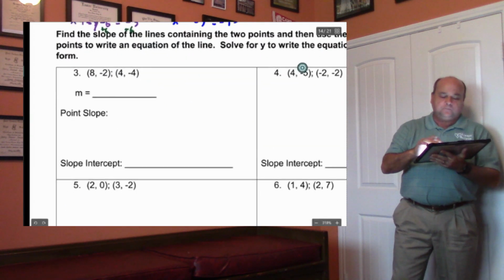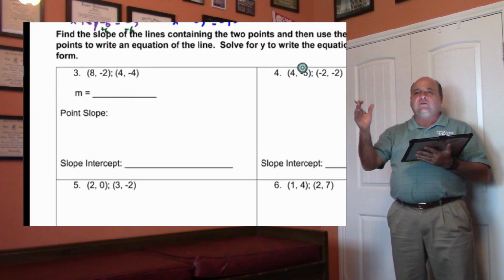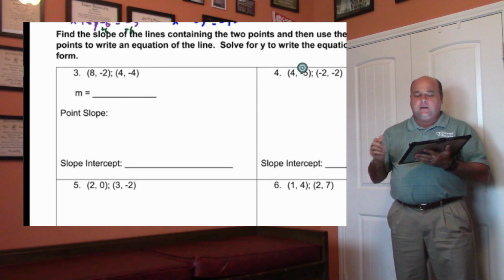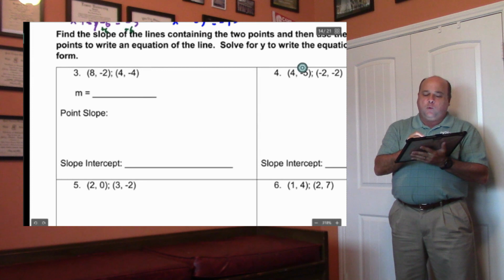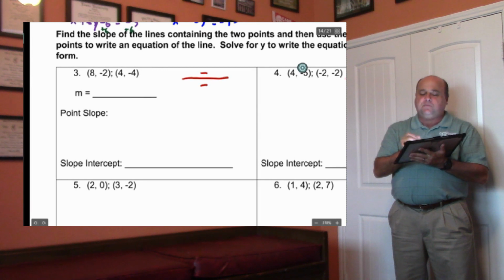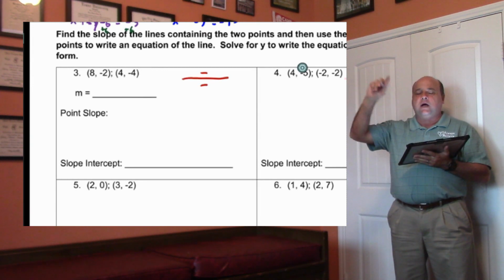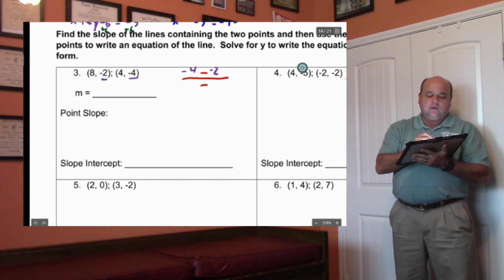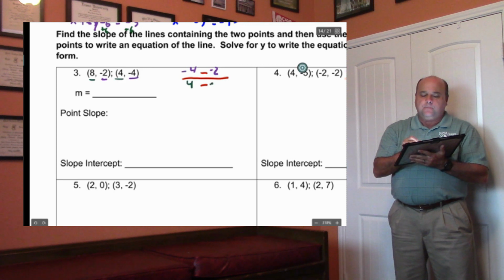It's so much fun. Okay, on this one, we're going to get the slope. We're going to plug it into point slope and switch it to mx plus b. So to get our slope, remember what I told you. Draw fraction bar minus minus. We're going to put our y's on top and our x's on bottom. So our y's are negative 4, negative 2. And our x's are 4 and 8.